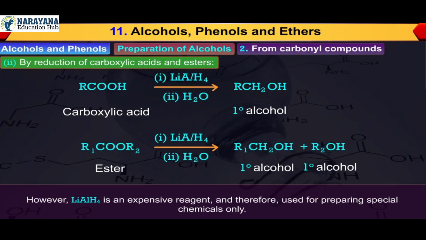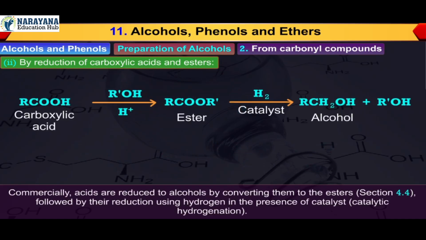However, LiAlH4 is an expensive reagent and therefore used for preparing special chemicals only. Commercially, acids are reduced to alcohols by converting them to esters, that is section 4.4, followed by their reduction using hydrogen in the presence of a catalyst, that is catalytic hydrogenation. RCOOH in the presence of R'OH and H+ gives RCOOR'. In the presence of H2 and catalyst this gives RCH2OH plus R'OH.